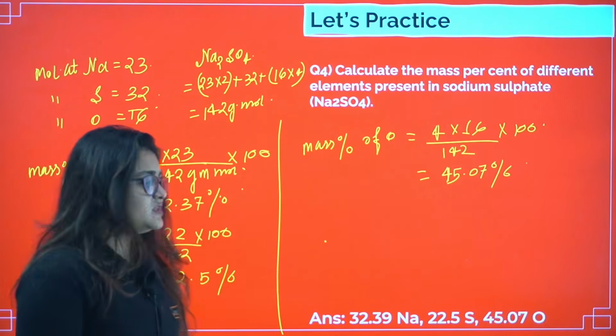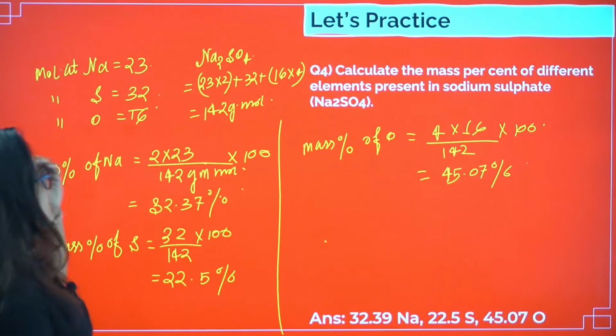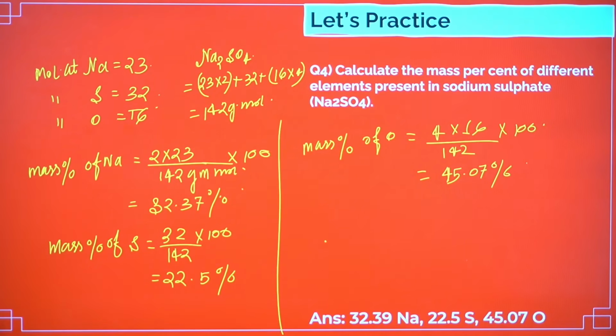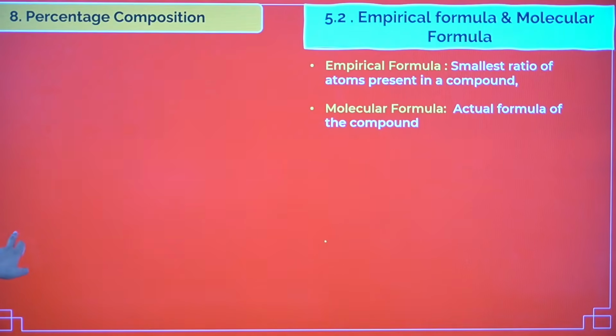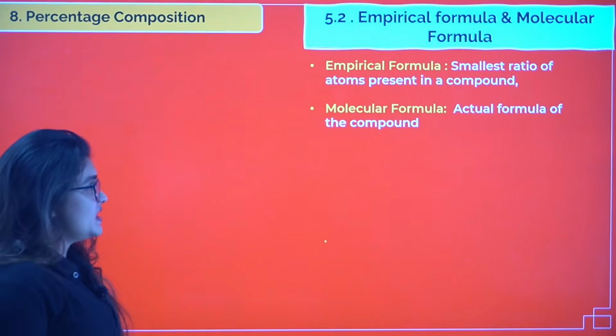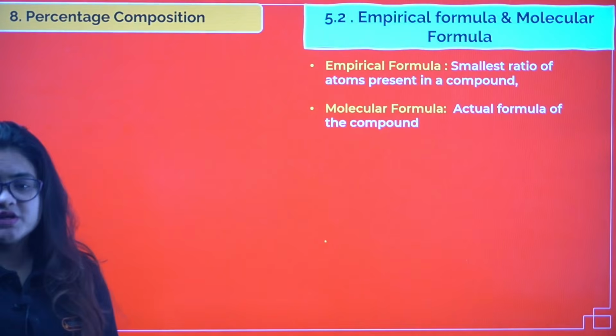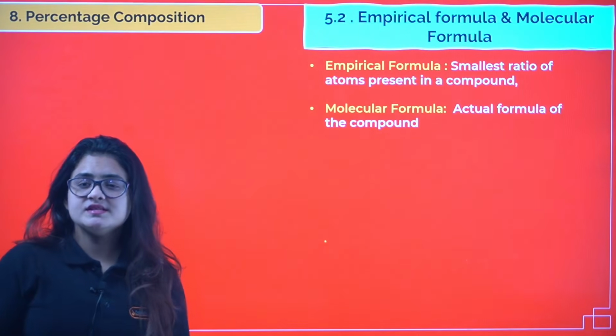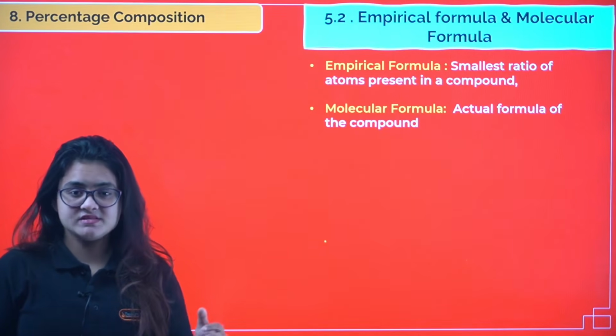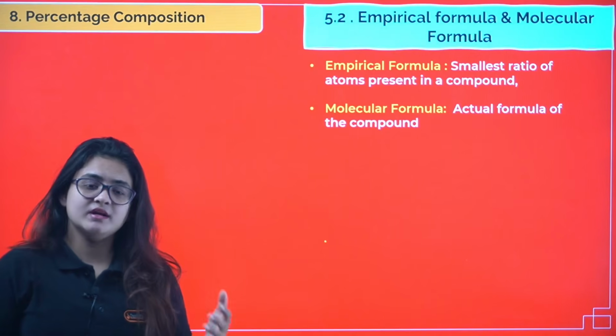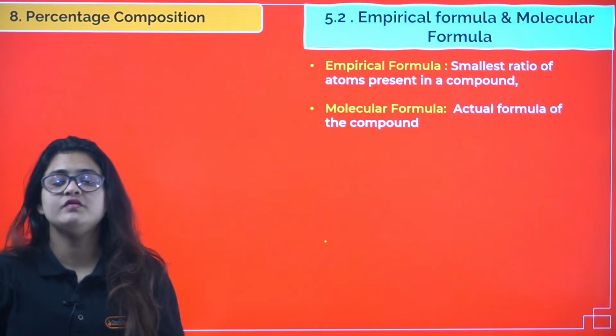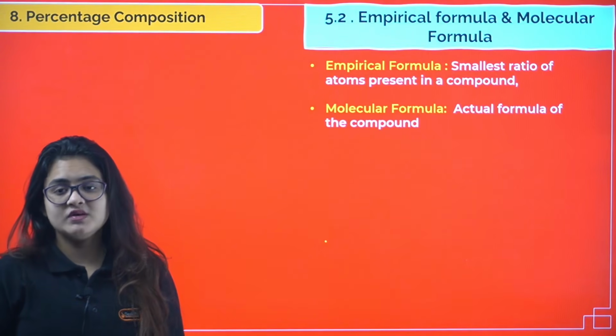I guess you understood this. Let's proceed further. Okay, so here comes the empirical formula and molecular formula. So what is empirical formula? That is the smallest ratio of the atoms that is present in a compound. And what is molecular formula? That is the actual formula of the compound. So how can you relate?